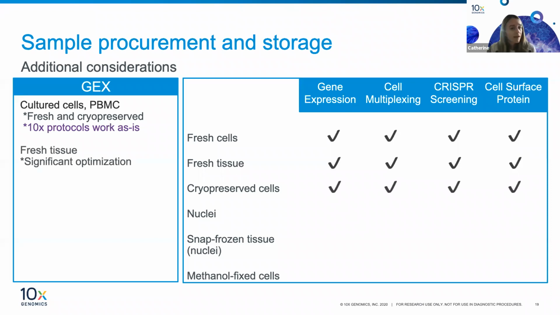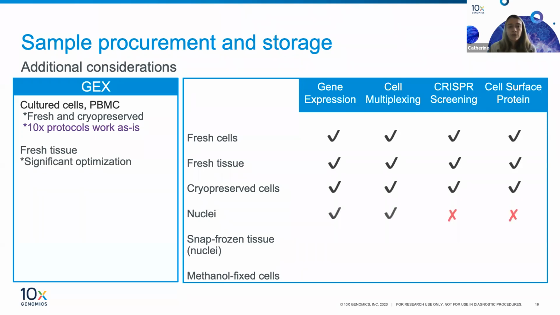All of these as inputs into our solutions allow you to look at not only gene expression, but you can also use the various extensions of our assays, such as CRISPR screening, cell multiplexing, looking at cell surface proteins using feature barcoding, as well as our VDJ solutions and immune profiling.